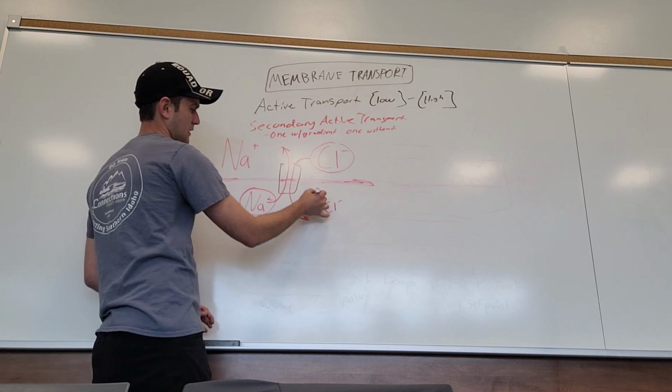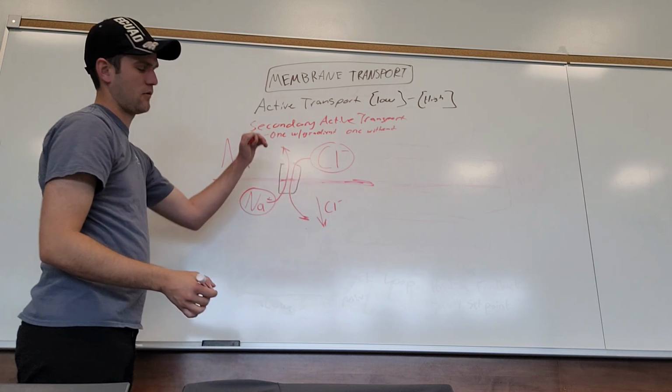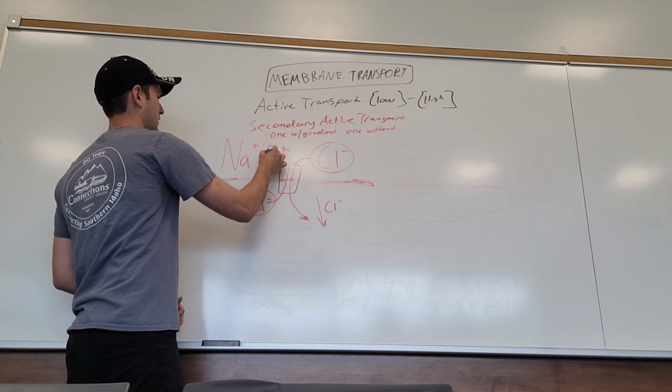But as you can see, our gradients are going in opposite directions. Our chloride is going into the cell and our sodium is going out of the cell.